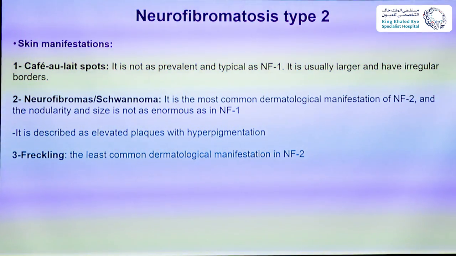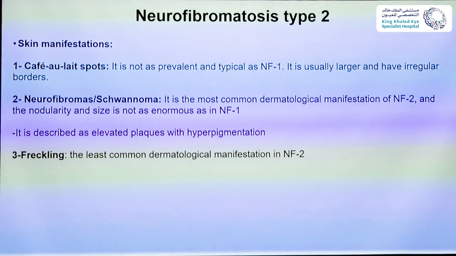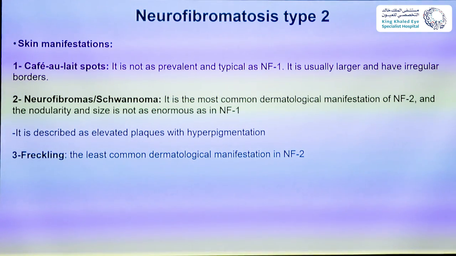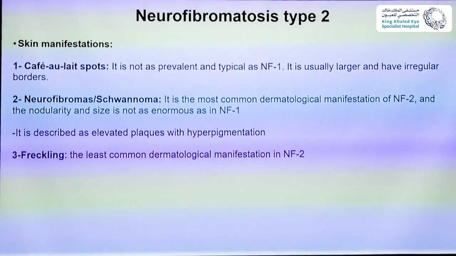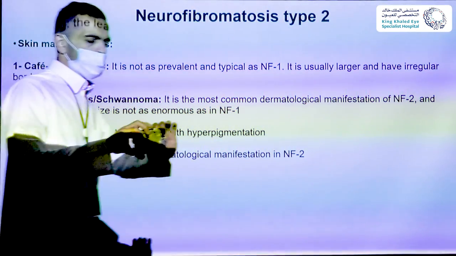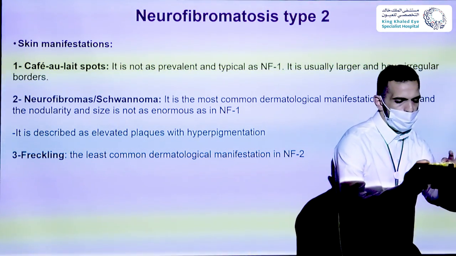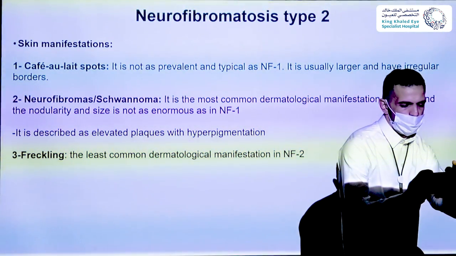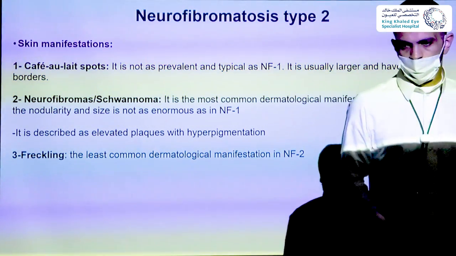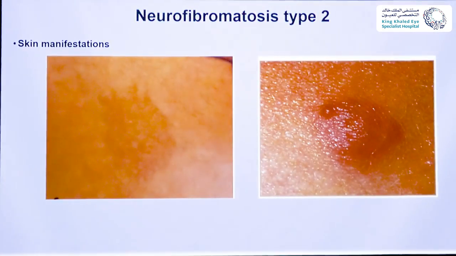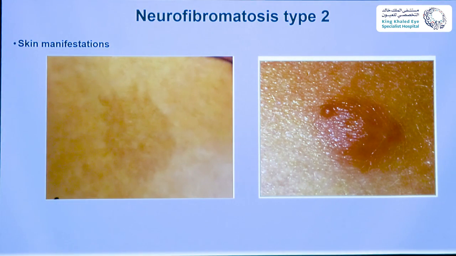So the skin manifestations in NF2 resemble the skin manifestations in NF1. But they are much less characteristic, and not as pronounced or pathognomonic as in NF1. So you can have the cafe au lait spot, although the shape of it is not as characteristic because it's a little bit larger and has an irregular border. You can have the neurofibroma, which is the most common dermatological manifestation, and the least common is the freckling. I just brought here one of the reports that showed cafe au lait spots in patients with confirmed NF2. And you can see it's a little bit large, irregular. And this is the neurofibroma, and it's nodular. It can resemble NF1, but it's a little bit more pronounced than in NF1.